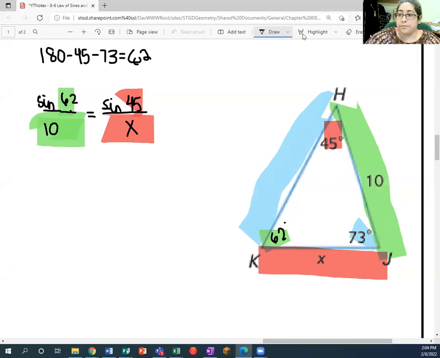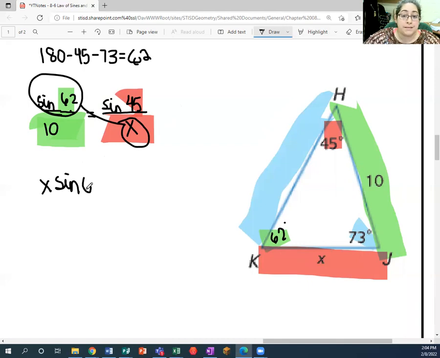All right. We're going to go ahead and cross multiply again. So this is just solving a proportion. I'm going to cross multiply. Sine of 62 times x gives me x sine 62. That's how this is read, and it means x times the sine of 62.